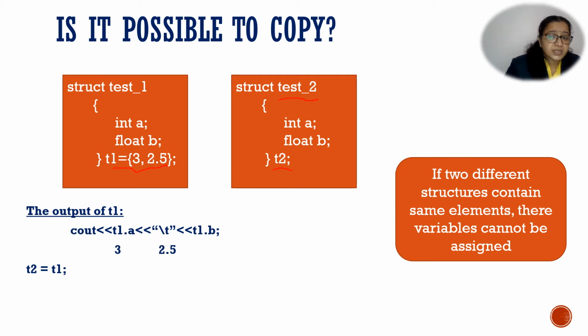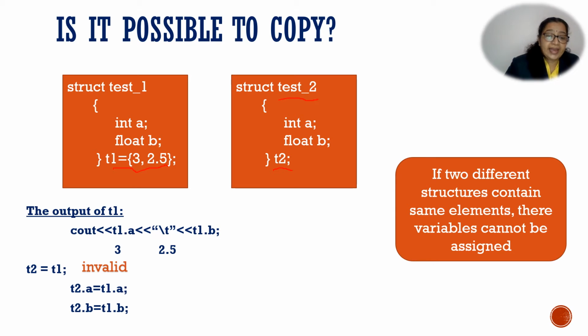Understood? It's important, so just listen carefully. If two different structures contain the same elements, their variables cannot be assigned. So T2 is equal to T1 is invalid. But we can copy. How we can copy? Just see.